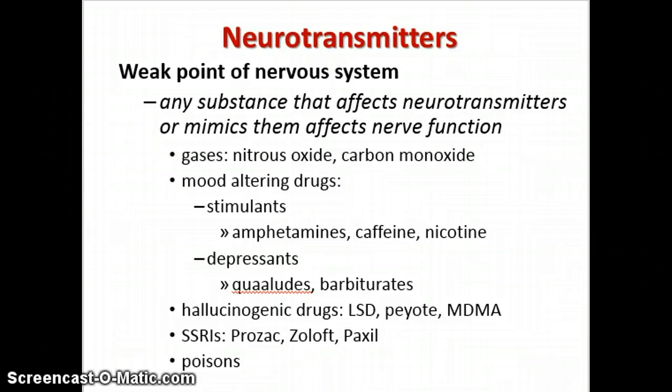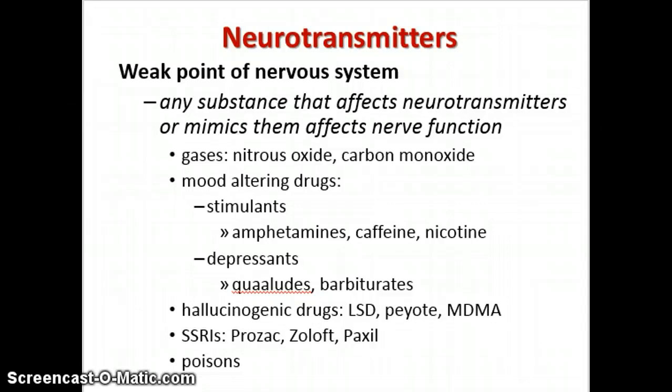We already talked a little bit about how drugs can do that, both stimulants and depressants. Caffeine actually affects the function of neurotransmitters. Nicotine from cigarettes, amphetamines, quaaludes, barbiturates, all of these are going to have their action by mimicking a neurotransmitter. And then we have the hallucinogenic drugs like LSD or peyote, MDMA. Some of these prescription mood altering or remedying drugs like Prozac, Zoloft, Paxil also mimic neurotransmitters. And then we have the poisons that we already talked about, like the snake venom. So that's it for chapter 48.